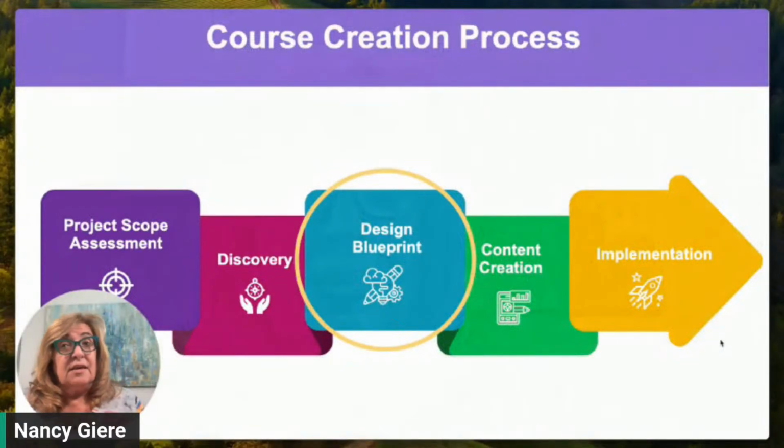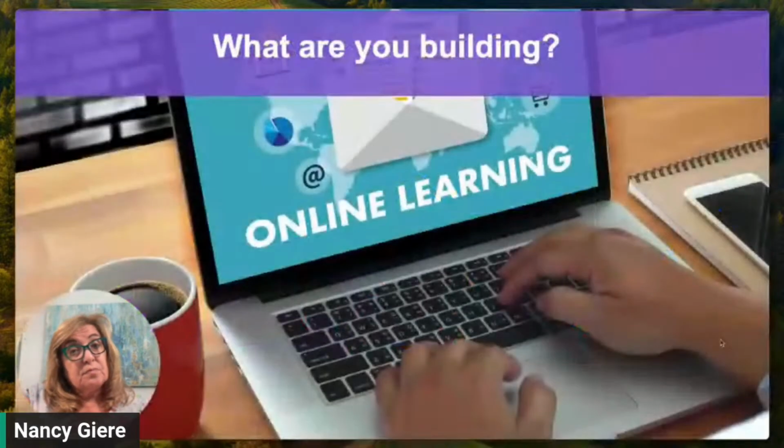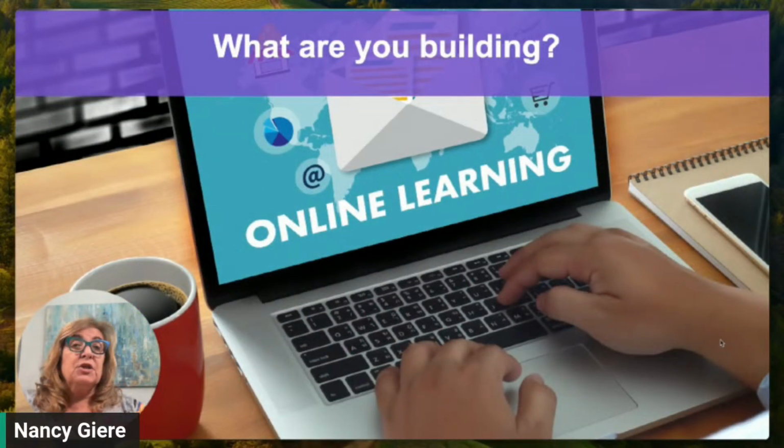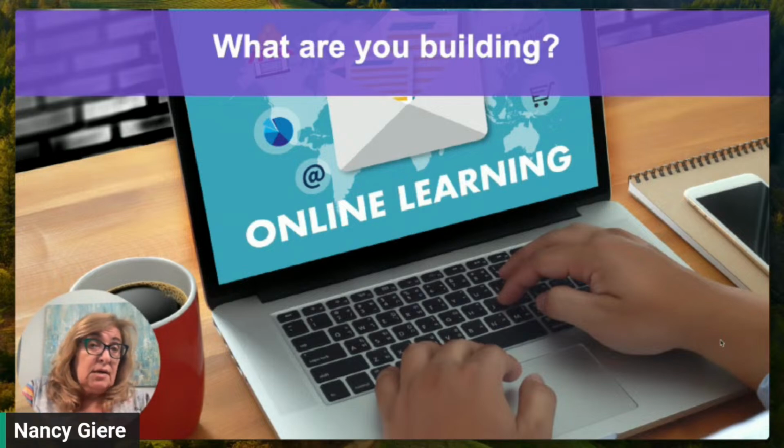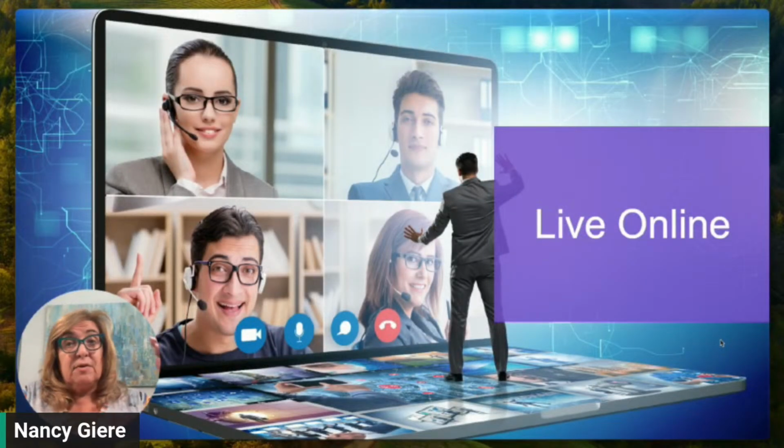Now we're going to take a look at what happens in the design blueprint phase. So we've gone through, we've collected all this information. Now it's a question of, okay, how am I going to put all of this together so that it makes sense? So the first question when you move into the design phase is, what is it that you're going to be building? To be thinking about it from the perspective of, do I want to go down the road of an online learning opportunity? Is it going to be live online?